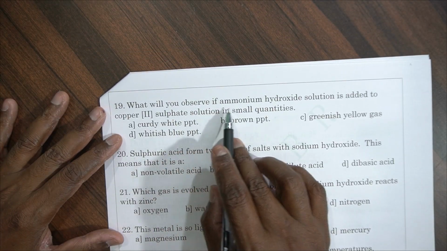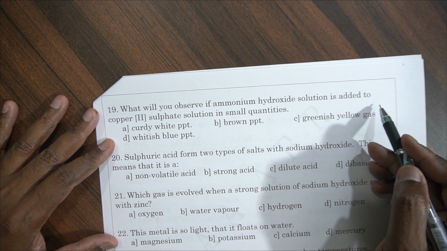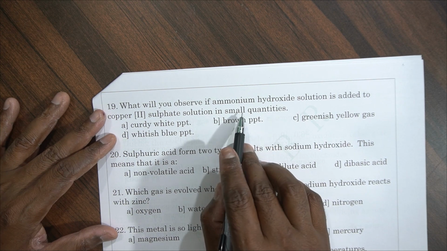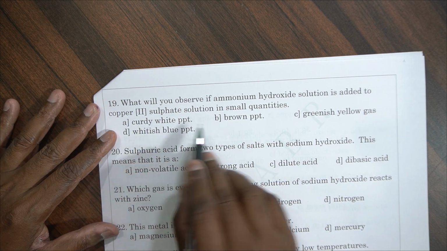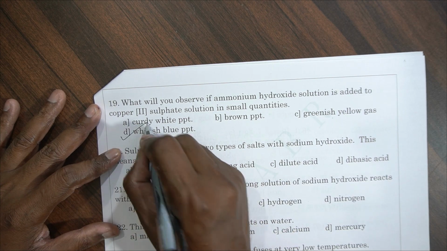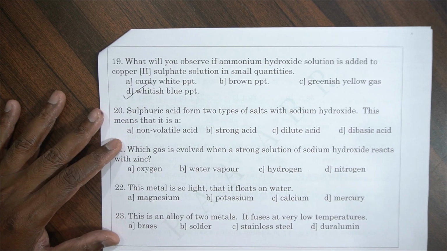Number 19. What will you observe if ammonium hydroxide solution is added to copper 2 sulfate solution in small quantities? Okay, no excess. Not a white precipitate, no. Not a brown precipitate, no. Not a green gas, no. A whitish blue precipitate. Copper hydroxide will be formed.